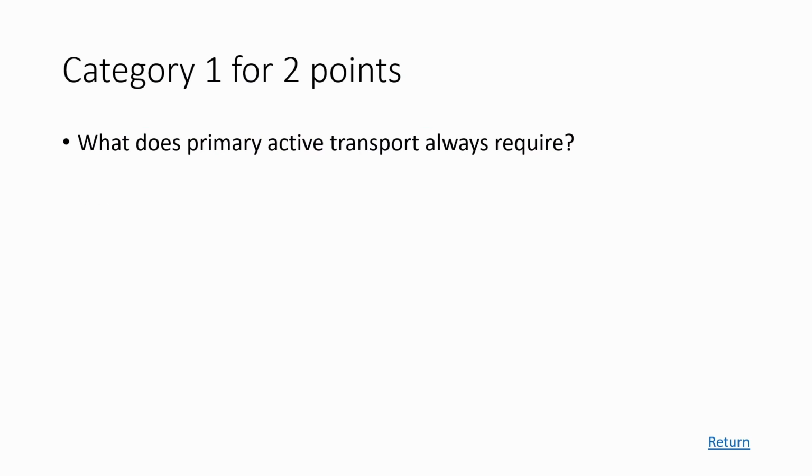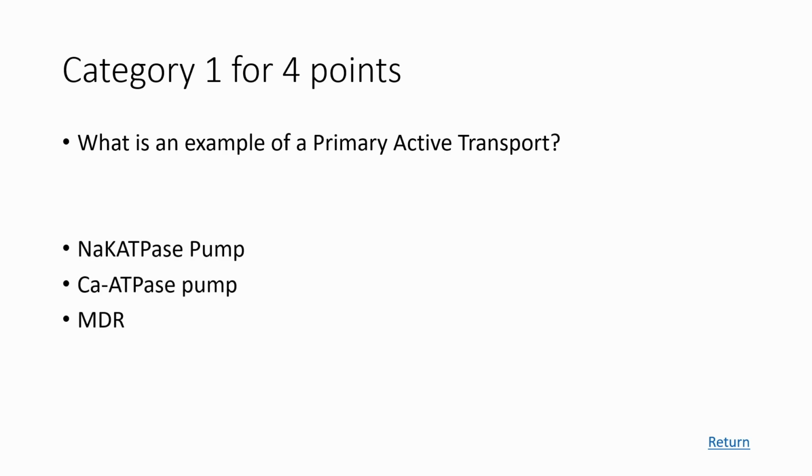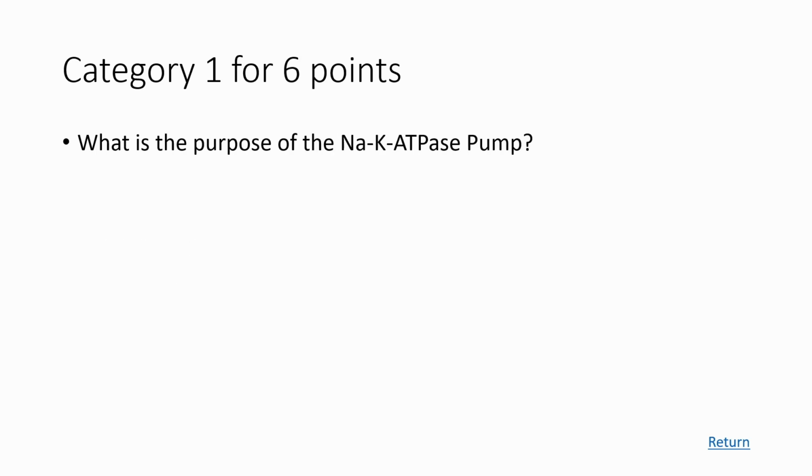Okay, question one. Which one, what do they always require? Very good. See, just definition stuff. Easy. What's an example of a primary active transport? There's a bunch of them. What are some of them? Sodium potassium ATPase. What else? Calcium ATPase. The MDR, the multi-drug resistance extruders, but just know those first two.